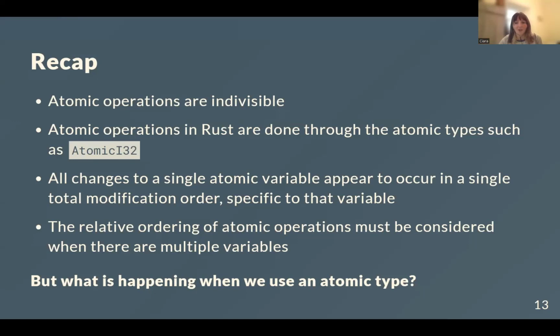Atomic operations in Rust are done through atomic types such as AtomicI32. And the reason we use them is so that all the changes to a single atomic variable appear to occur in a single total modification order specific to that variable, which means that you can't get, for example, an AtomicI32, if you increment it on one thread and you increment it on another thread, that's never going to happen such that you only get one increment.